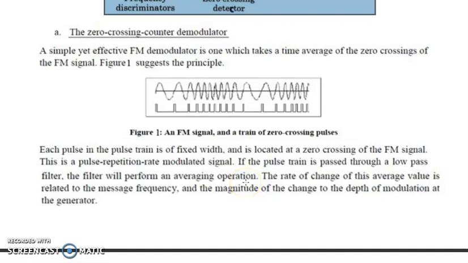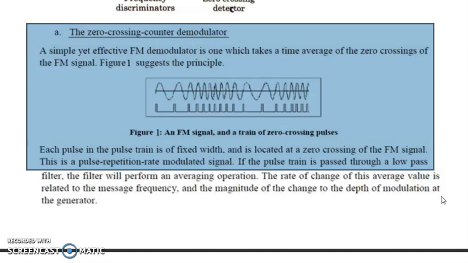Mind it, the filter will perform an averaging operation, and due to this, the rate of change of the average value is related to the message frequency and the magnitude of the change of the depth of modulation at the generator. Again, I am repeating, this rate of change of average value is related to the message frequency and the magnitude of the change to the depth of modulation at the generator. We will watch it in depth.